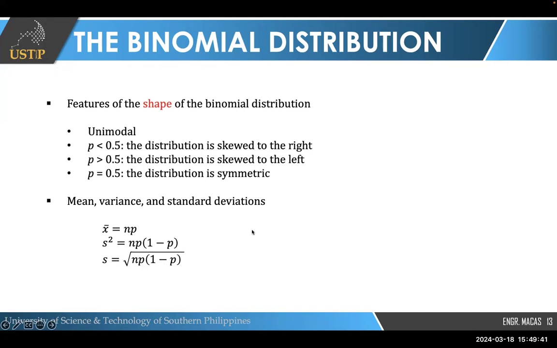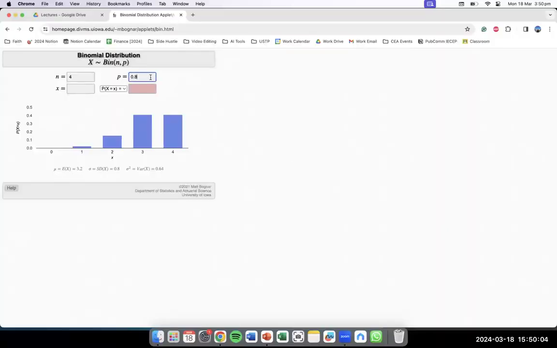So, if you solve the mean, variance, and standard deviation of our previous example, where n is equal to 4 and p is 0.4, your mean will be 4 times 0.4, and that is 1.6. Okay?